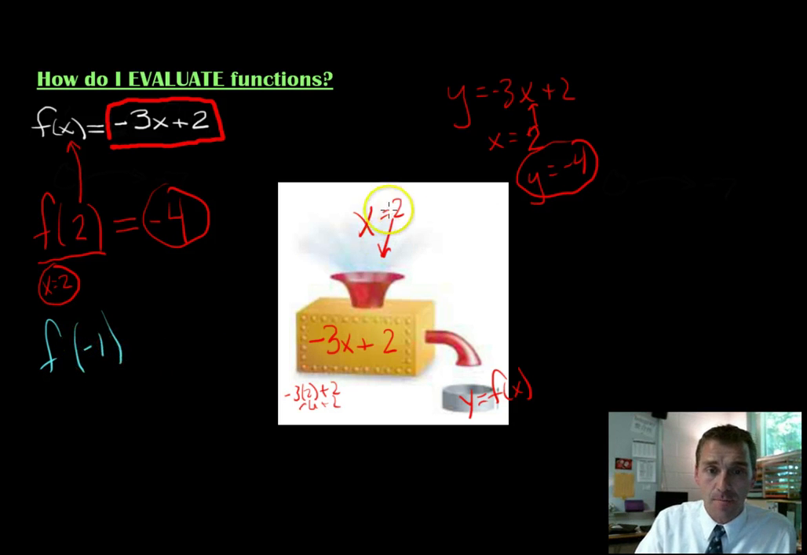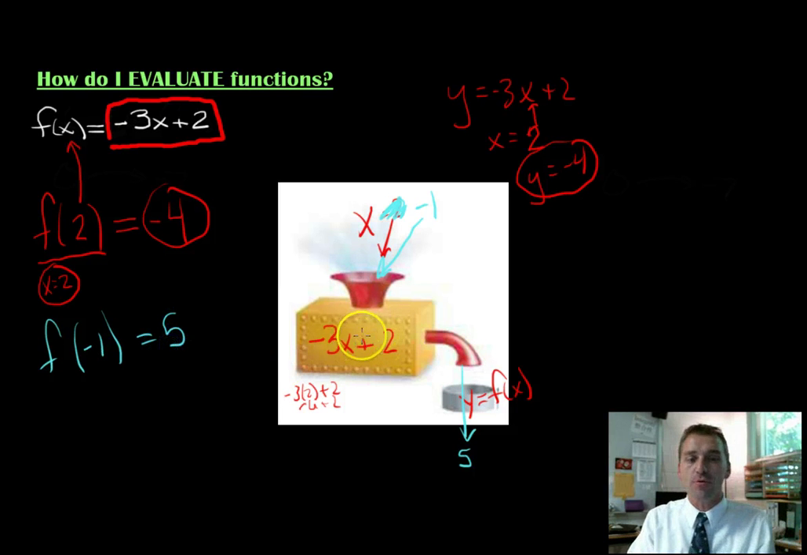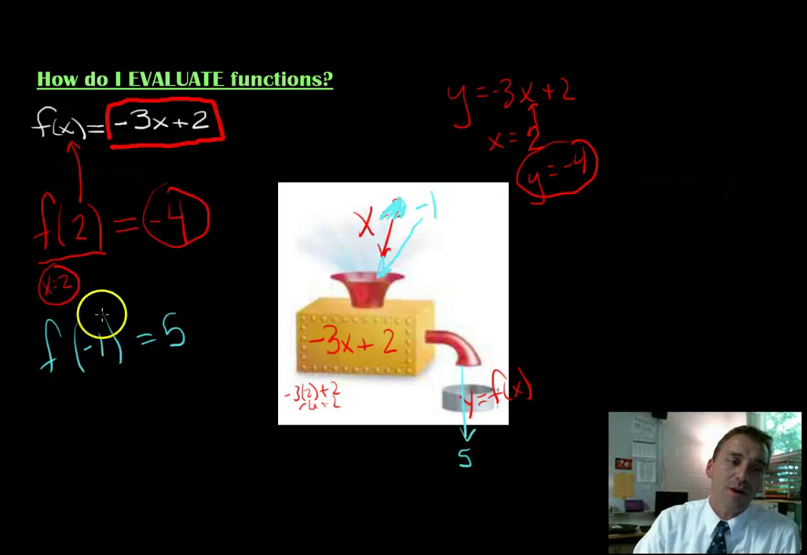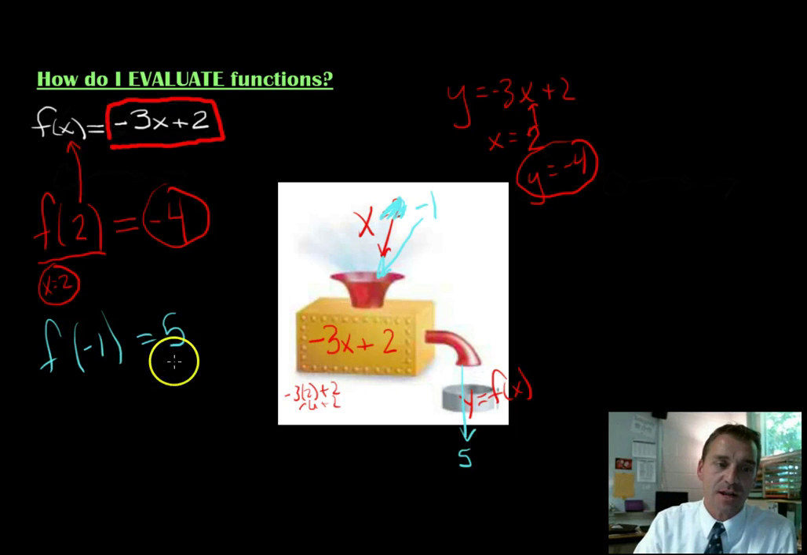Well, that means I'm going to take my x value, and it's not going to be 2 anymore. It's going to be a negative 1. So I'm going to put negative 1 in for x. It's going to grind it up. Take negative 3 times negative 1 gives you positive 3. Add that to 2, and it's going to output to you, bloop, a positive 5. So the value of this particular function, this particular rule, whenever you put in negative 1 for x, is going to grind it up, and it's going to output a 5. Beautiful. Let me do one more.